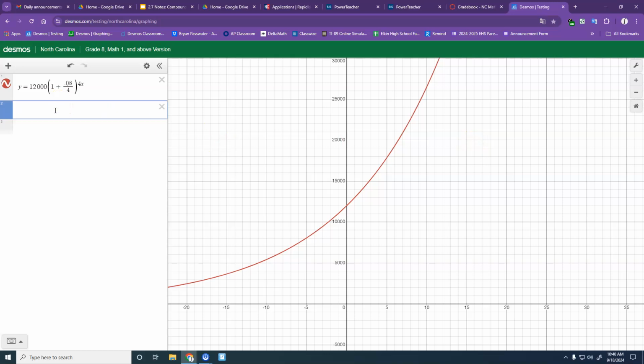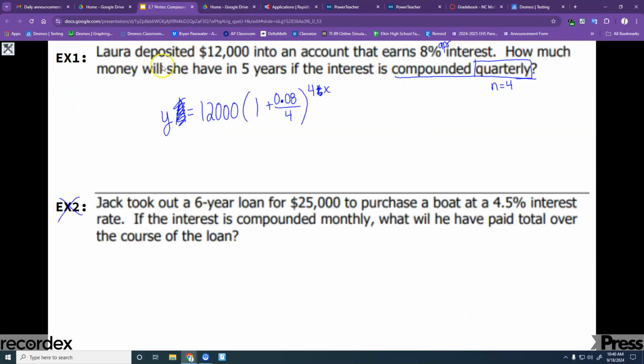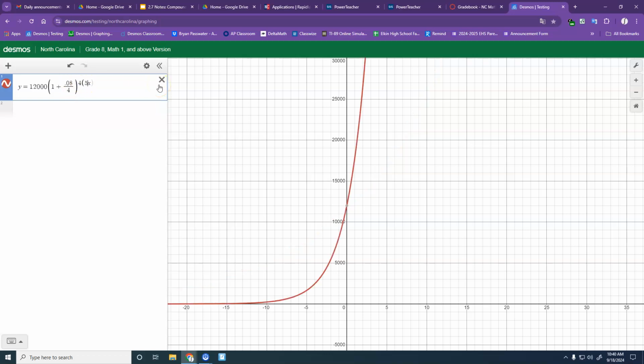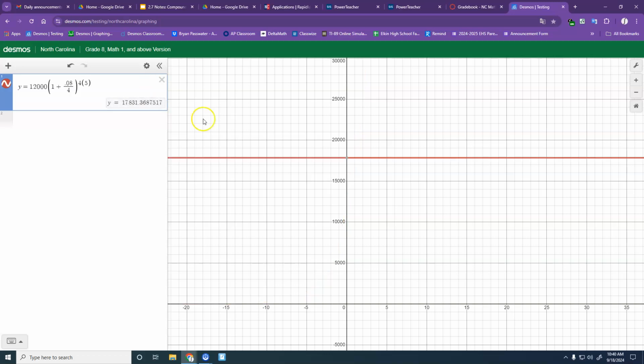That'll probably at least get me to where I can zoom out and it'll make sense, right? And so I want to know how much money she's going to have in 5 years. So I've got two options for how to do this. It's not going to be y, because years is my time. So I could do x equals 5 right here. It'll just put me a line. I will get 17,831.369. Or, if you would rather, you can just change your x right here to a 5, like that.